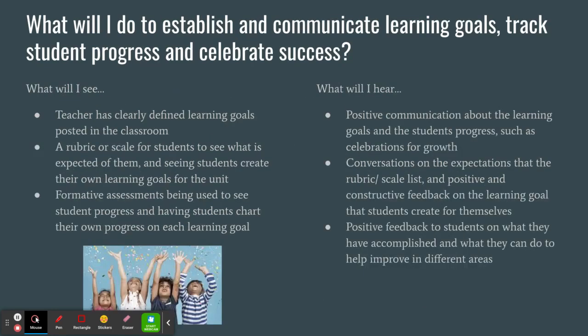Let's look at some things you would see and hear in a classroom that has established and communicated learning goals, tracks students' progress, and celebrates student success. Things you should see are clearly defined learning goals posted in the classroom, rubrics or scales for students to see what is expected of them, students creating their own learning goals for the unit, and formative assessments being used by students to chart their own progress.